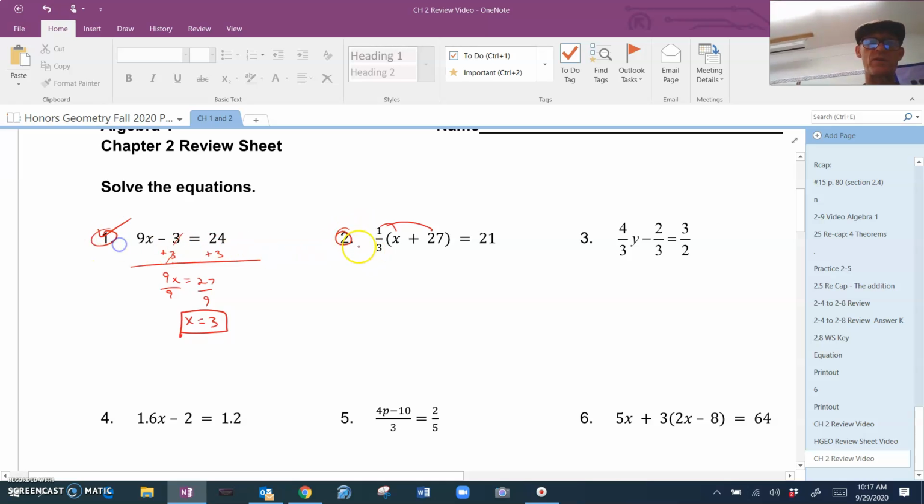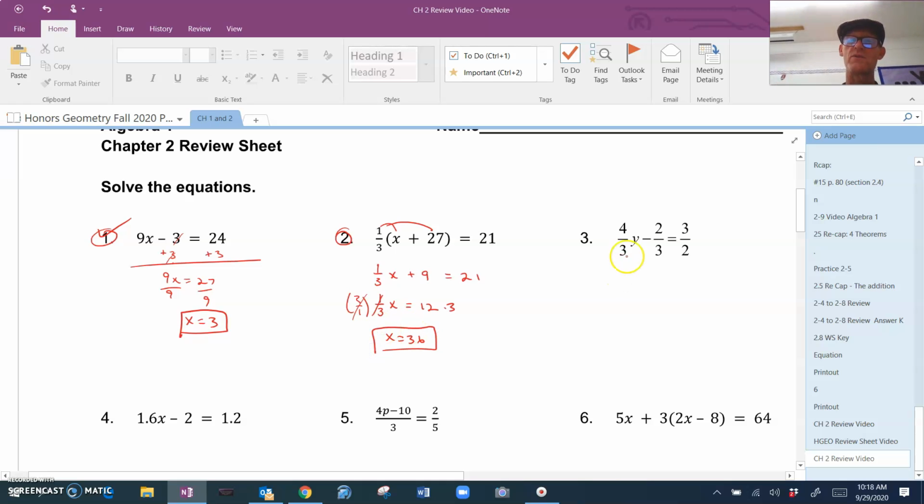And circle number 1 there. 1/3 x plus 9 is what I get. 1/3 times 27 is equal to 9 equals 21. So I'm going to subtract the 9 and I get 1/3 x equals 12. Now to undo that, you're going to multiply by 3 over 1, all right, to get rid of that. So you multiply 12 times 3 and you get x is equal to 36 for this problem. Okay, so awesome, you're doing great. Pay attention, that's number 2.